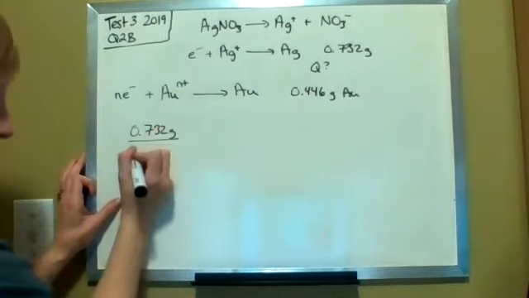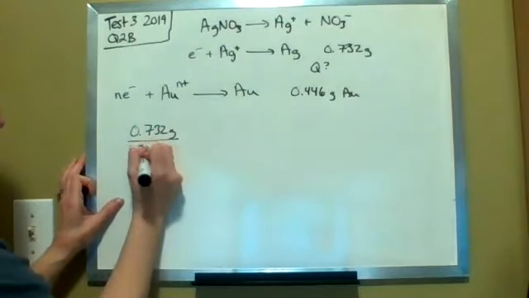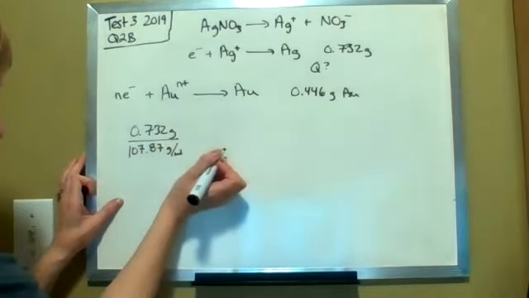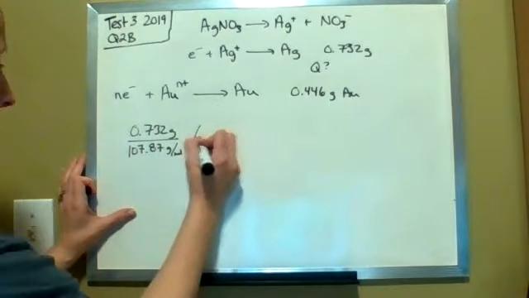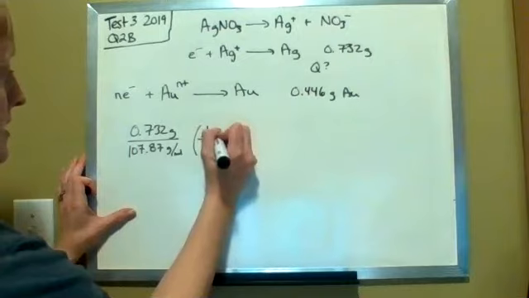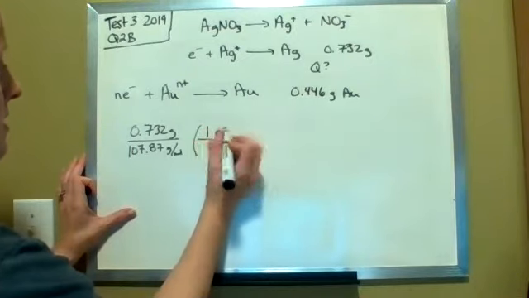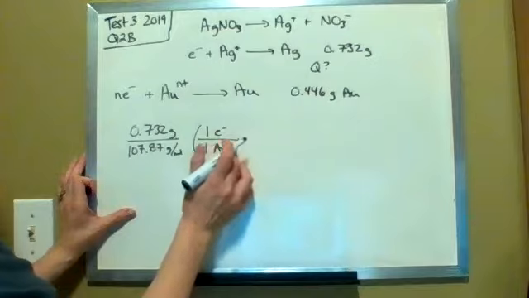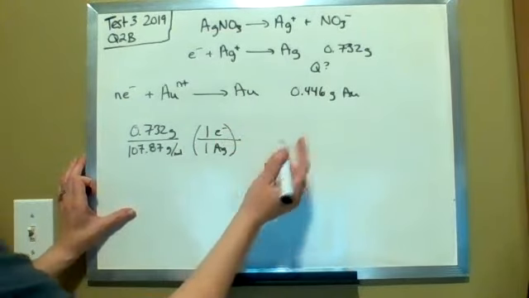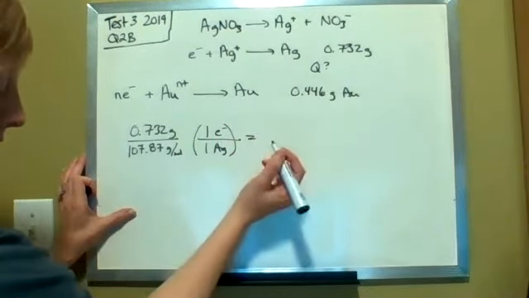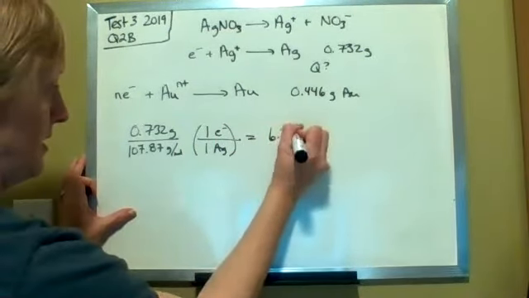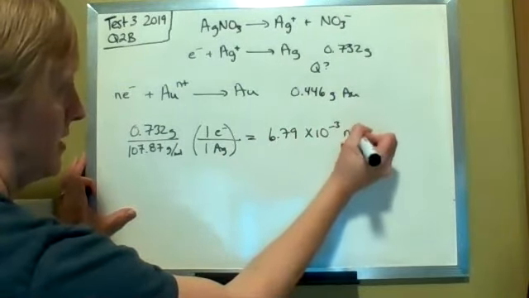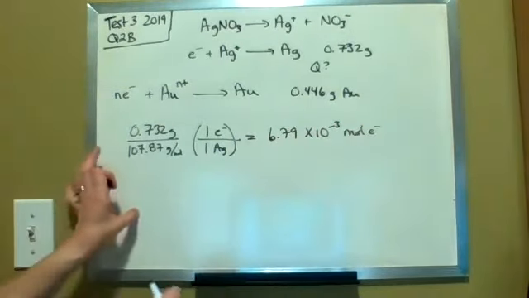0.732 grams, and you're dividing by the molecular weight of silver, which is 107.87 grams per mole. Then do your conversion factor. In this case, it's really nice and easy: 1 electron for every 1 silver. So just exactly the same. 6.79 times 10 to the minus 3 moles of electrons are being passed.